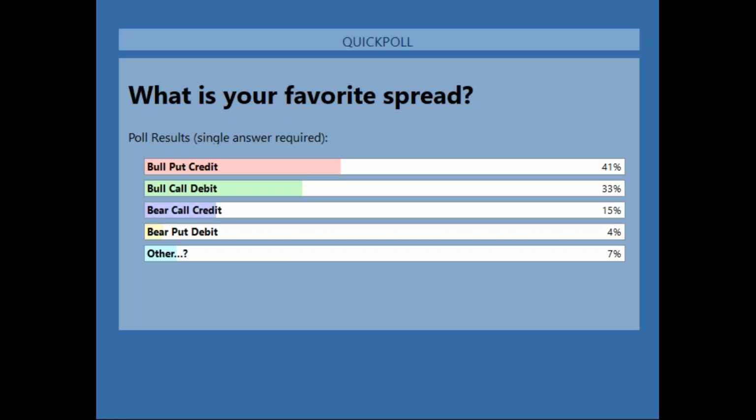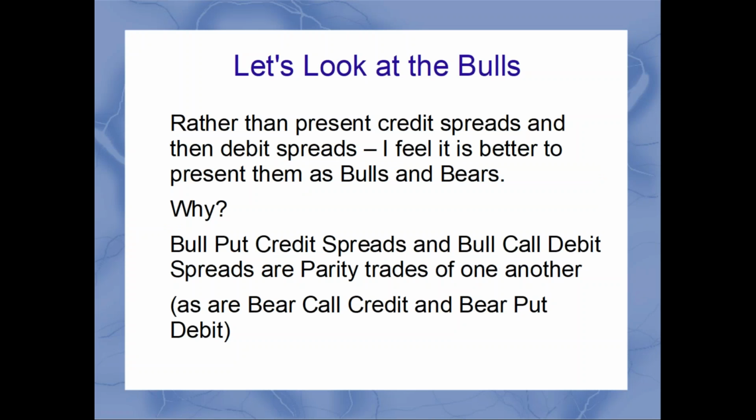41% of you prefer the bull put credit spreads. And 33% of you do bull calls. Okay? And 15% do bear calls, and nobody does bear put debits. All right, I find that, oh, I'm sorry, 4%. My apologies to the 4% of you. I read the poll wrong. 4% of you are doing bear puts. Okay, all right. And 7% are doing other. All right. Let's go ahead and hide that, ladies and gentlemen.